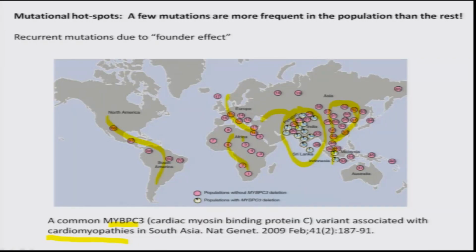So, likewise you see in Malaysia and Singapore, and that is how you see this allele. So, this is an example of how a founder effect mutation can lead to the increased frequency of certain alleles.